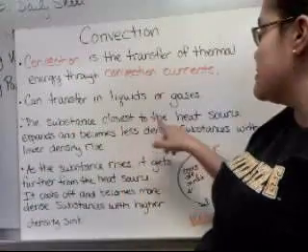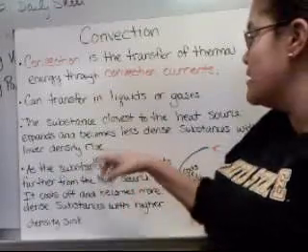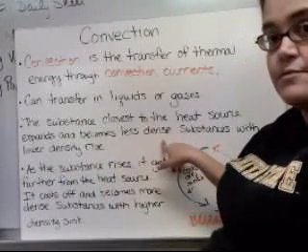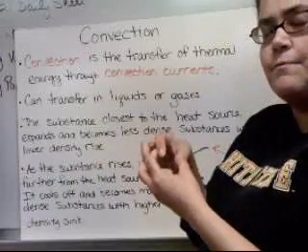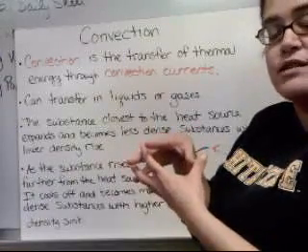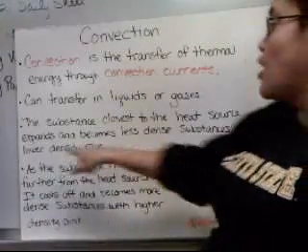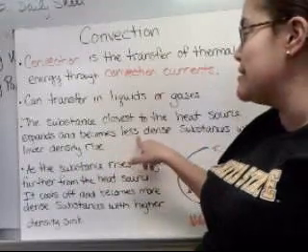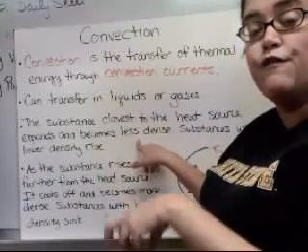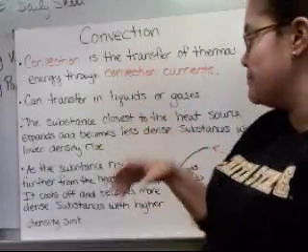The substance closest to the heat source expands, because it gets hot, and becomes less dense. As it expands, it has the same amount of mass, but more volume. So it's taking up more space, and it becomes less dense. Substances with lower density rise. So remember from our chemistry unit, if something has a lower density, then it's going to float or rise. So the liquid or gas rises.